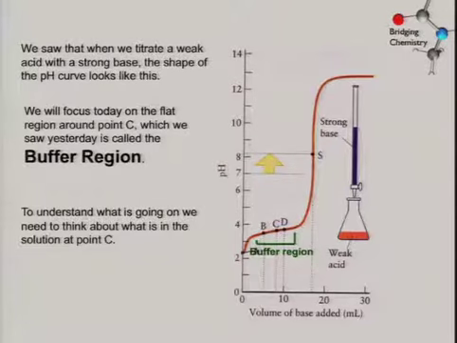And to understand what's going on, we need to think about what is in the solution at point C. Remember I said yesterday, I'm all about trying to understand what's going on in the little flask. So we want to think about what's going on in the little flask at point C, which if you look at the x-axis closely, you'll see is halfway to the equivalence point.